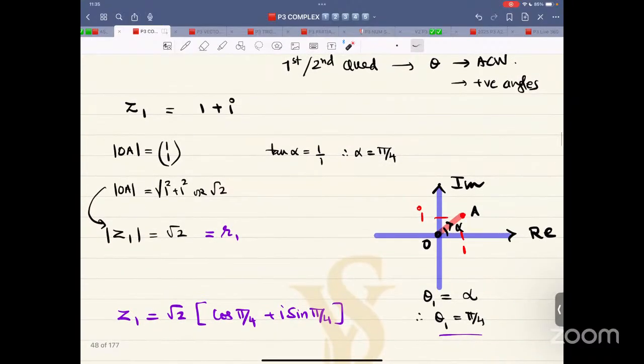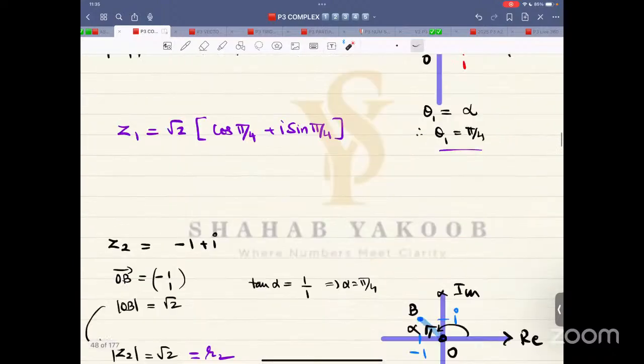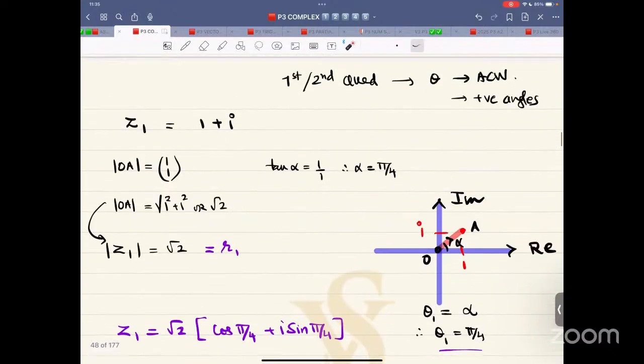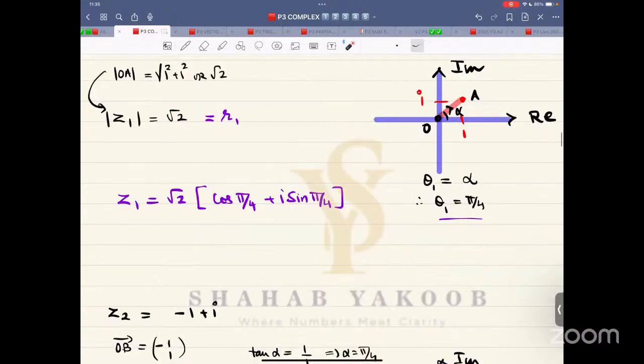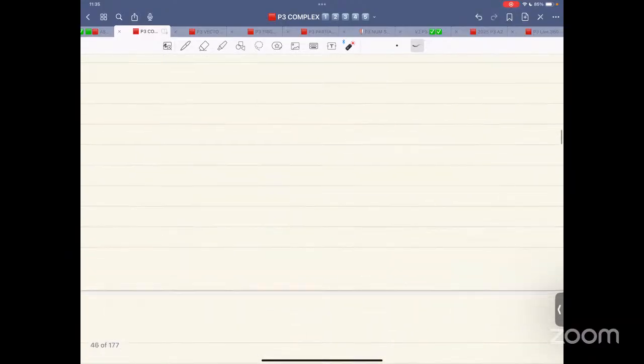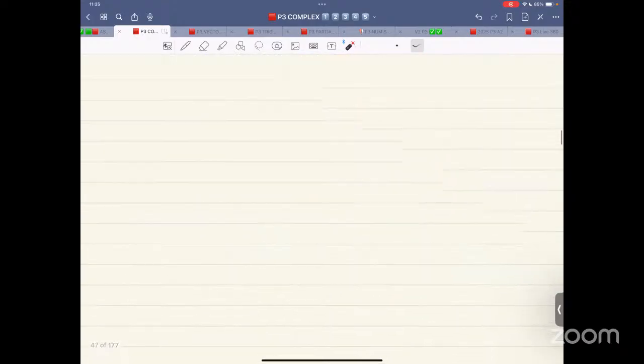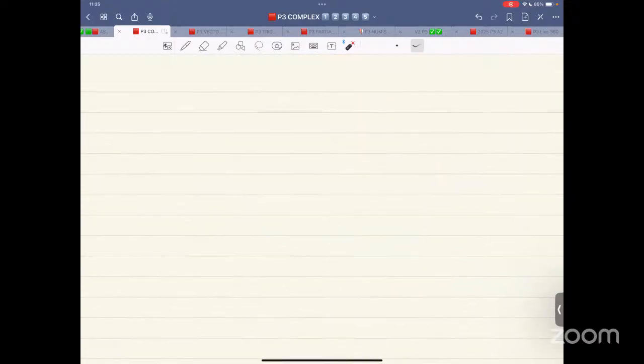So if in the first quadrant, theta is equal to the basic angle. The basic angle is always calculated with a positive ratio: change in y over change in x. And that is how we write it. So we write root 2 cos of pi by 4 plus i sine pi by 4. Let me just write it over here.